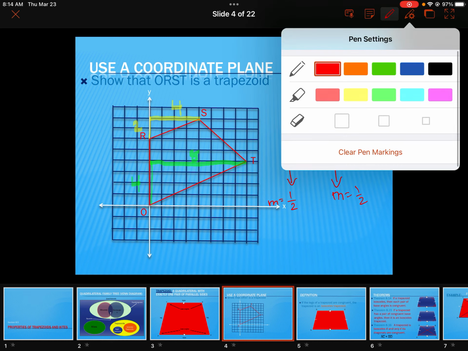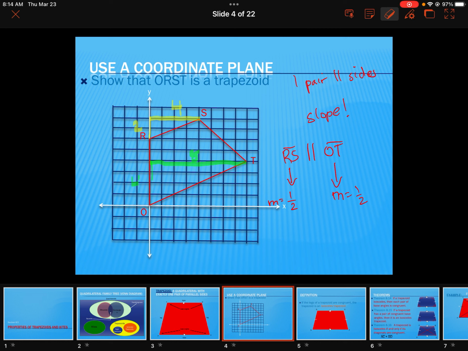Okay, so we just found that these are parallel segments, so we can mark them parallel. Now, for it to be a trapezoid, the other sides can't be parallel, because if they were, it wouldn't be a trapezoid, it'd be a parallelogram. So you've got to do more work than just what we did. You have to check on segment RO and segment ST.